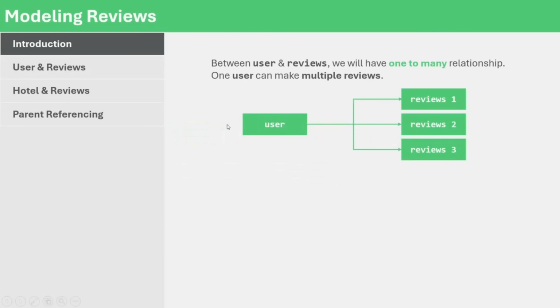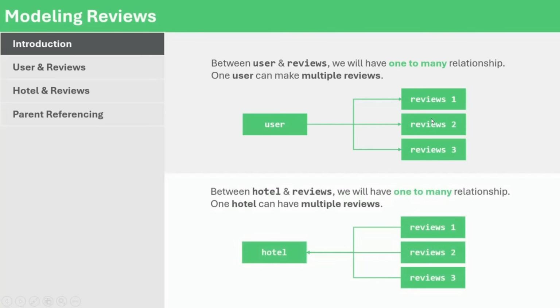So here, one user can make multiple reviews. So here between user and reviews, we have a one-to-many relationship. And in the same way, one hotel can have multiple reviews. So between hotel and reviews also, we have a one-to-many relationship. Now, the next question is how to model this relationship between user and reviews and hotel and reviews. So let's first take an example of user and reviews.